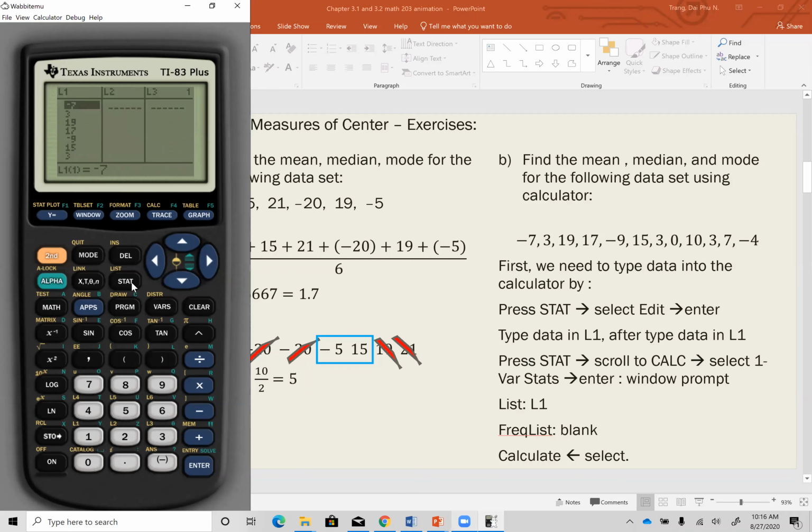All you do is hit stat, and then scroll over to calculate. For us, we will use 1-Var Stats. We have one variable. We never use 2 variables for us. So 1-Var Stats, which is option number 1, you just press enter. If you have the 83, this is what you see on your screen, which is 1-Var Stats.